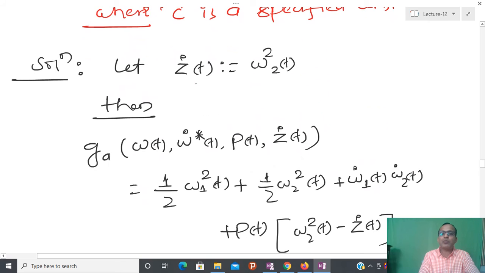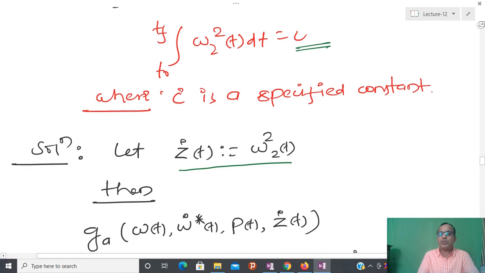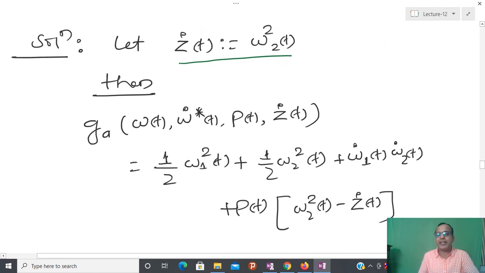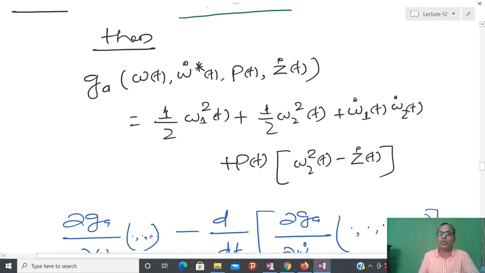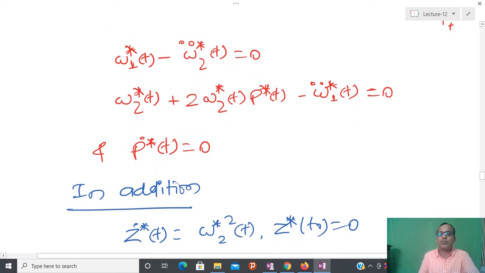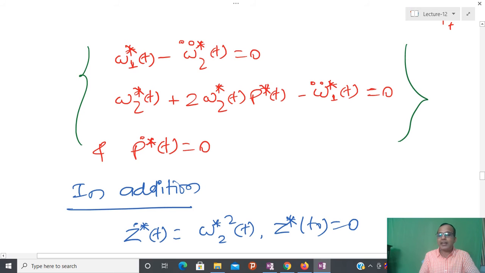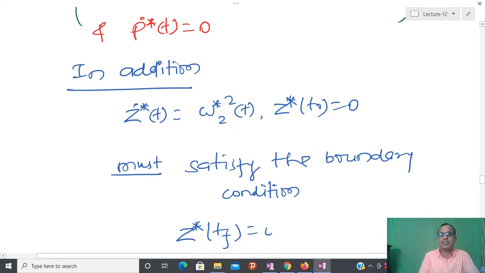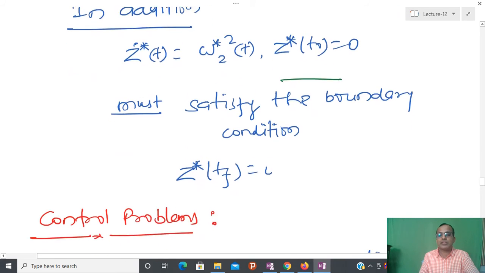Again I am going to proceed in a similar way. I am going to convert the integral constraint into a differential constraint. I am going to maintain the boundary point, and after that I am going to define the augmented function, and after that I just have to solve the Euler equation at this particular point omega star, omega dot star, P star, Z dot star. If you do that, then you are able to get these many equations. So please check it. And after that I need some kind of additional condition also. Initially I have 0, and at the final point this is equal to C. So you have to solve this.